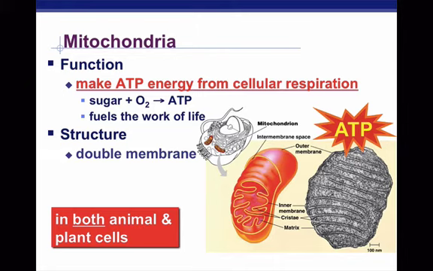So mitochondria can divide when they want to divide. Again, they have their own DNA. It's circular like a bacteria, and they have their own ribosomes.